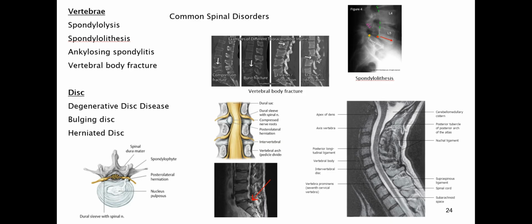So this is quite a similar list to the last slide. We can see things here in the vertebra, such as spondylolysis and spondylolisthesis, ankylosing spondylitis, and vertebral body fractures. Let's take this one first. Certainly fracture can occur. Usually it occurs either with high impact events, so let's say from a fall, or in those with osteoporosis.